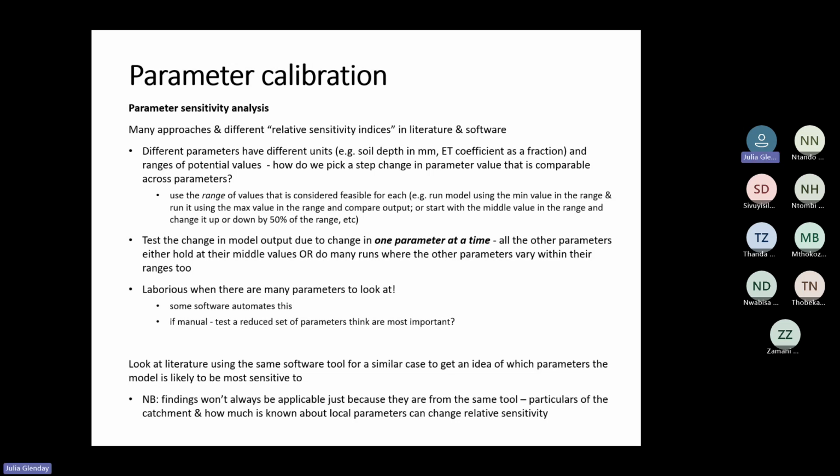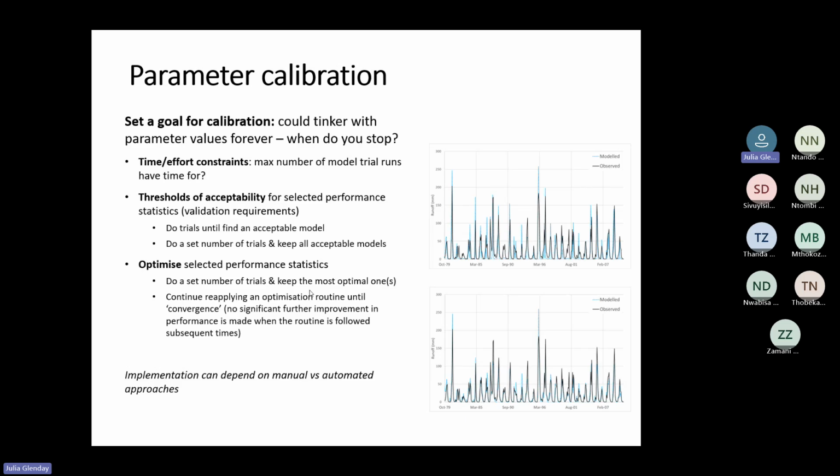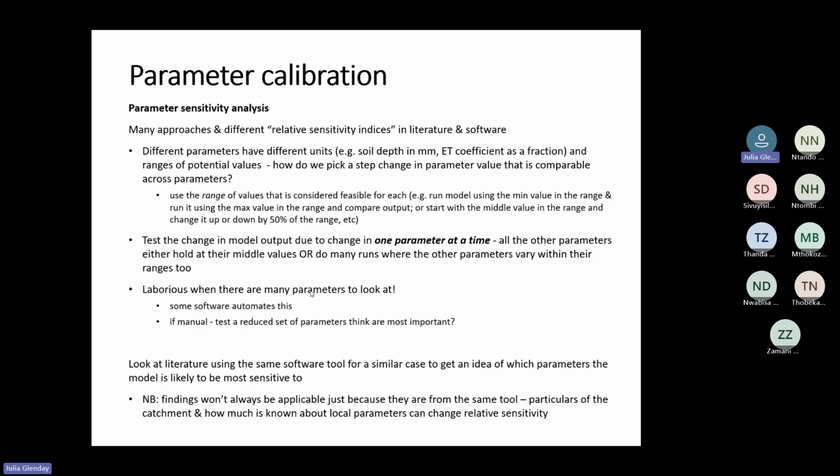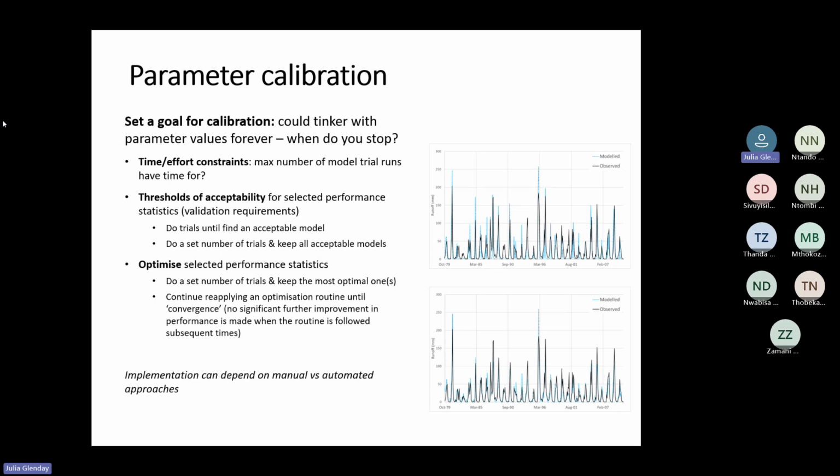And there are different approaches, like do you change it by one unit of measure or to the min and the max of the likely value? And there are a lot of parameters here. So a common approach in this setting would be to look at literature values using the same software tool to get an idea of which parameters the model is most likely sensitive to. So I've done that for SWAT and pulled those out in a table that I'll show you.